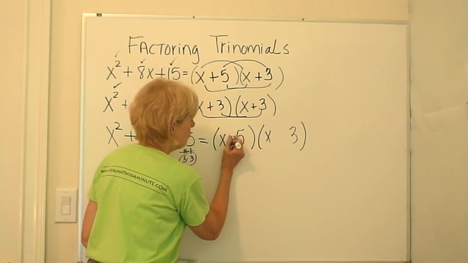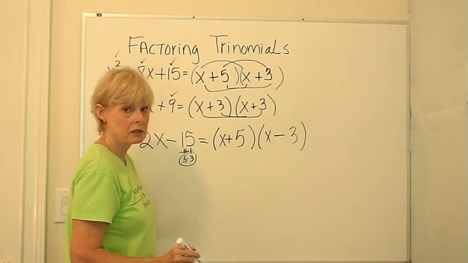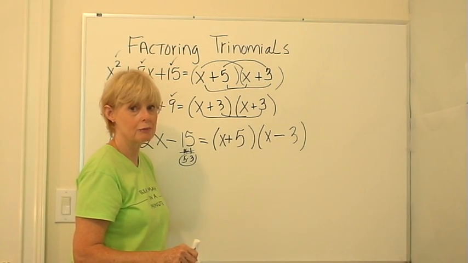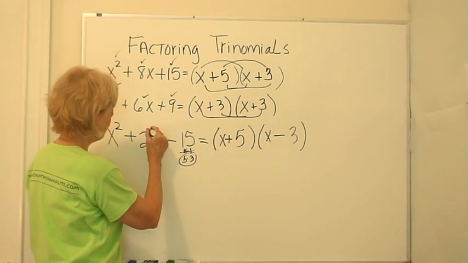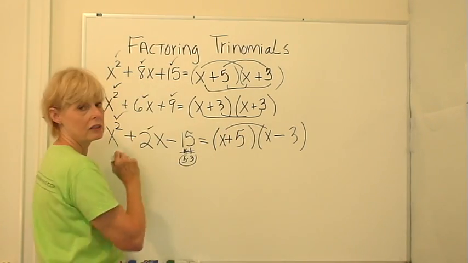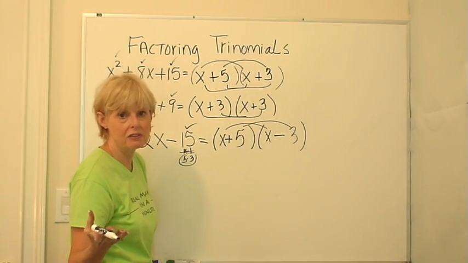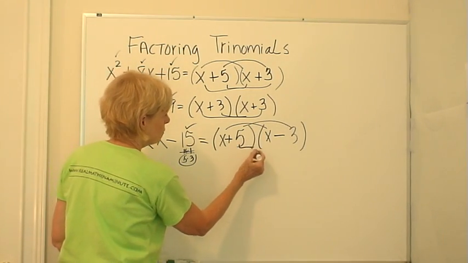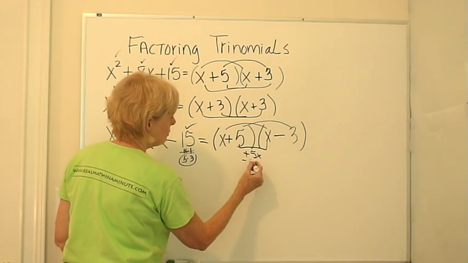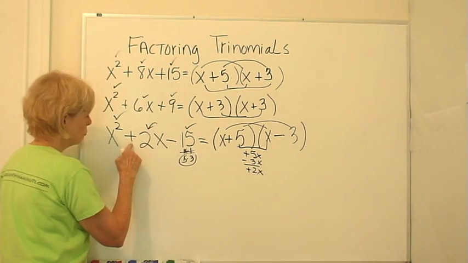The only way I can do it is if I have a positive 5 and a negative 3. Because what is positive 5 and negative 3? Positive 2, right? So that checks. Now let's check the rest of it. X times x, x squared. Yes. 5 times negative 3, negative 15. Easy part. In the middle, careful, careful. Positive 5x, and going that way, negative 3x gives me a positive 2x. And that's what I wanted to get.